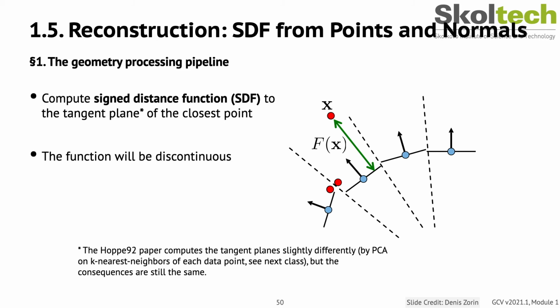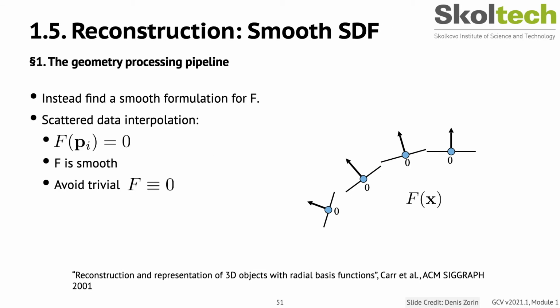The original paper by Hoppe computes the tangent planes a little bit differently, but the consequences remain the same. To circumvent this problem, we would like to find a function f which implicitly defines the surface M and satisfies the equation f of p sub i equals 0. Here, p sub i are points lying on the surface. Our core assumption will be that we interpret the function f as smooth. One issue, however, is that the trivial solution is very easy to obtain, and the trivial solution is that f is 0 everywhere, which is of course not useful.